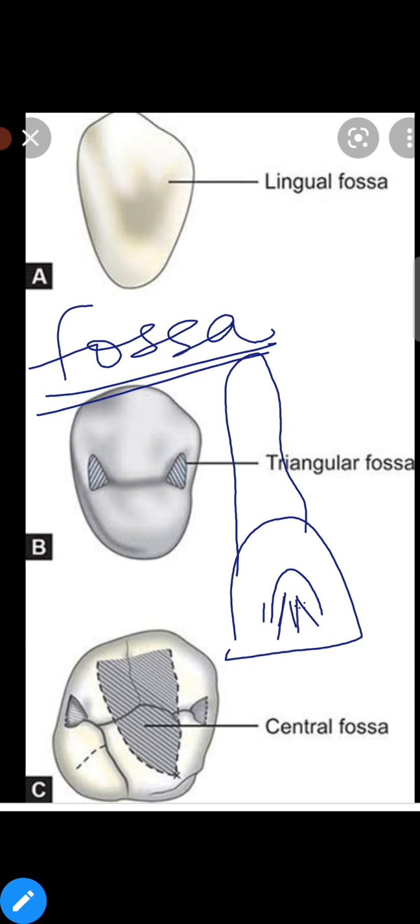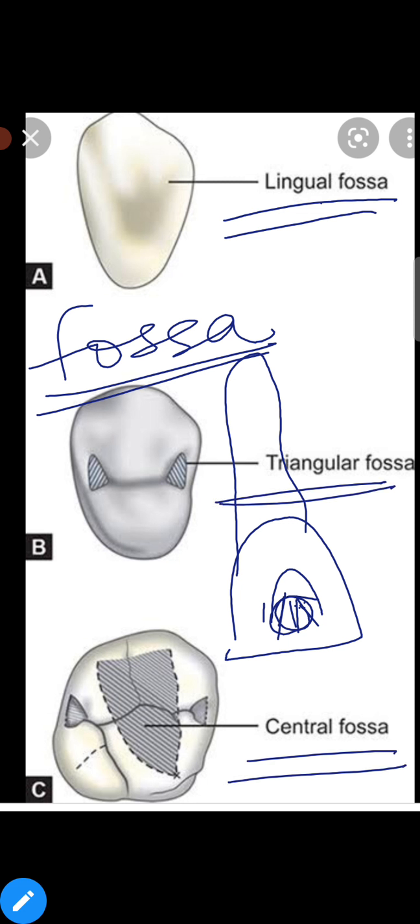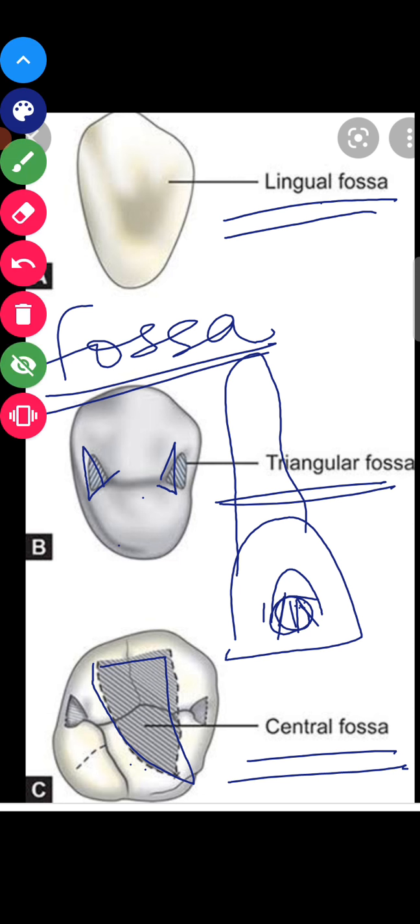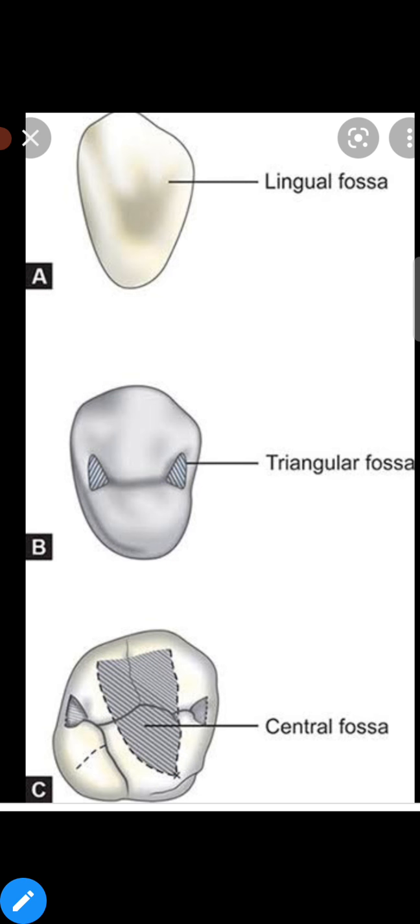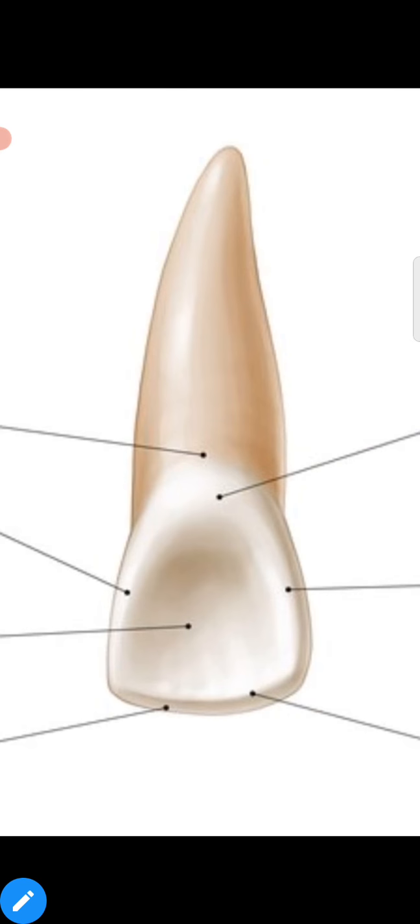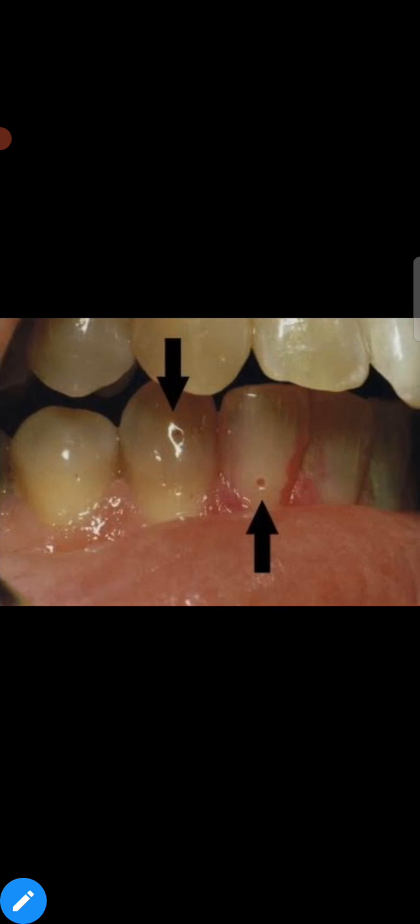This is our fossa. Now there are types of fossa. So we have a lingual fossa which is present on the lingual side. Whereas the triangular fossa and the central fossa are present on the occlusal surfaces. See, these are the triangular fossas. We have seen these in premolars. And this is the central fossa. We see it in molars. So it's easy: fossa is the concavity or depression present on the tooth. There are three types of fossas: the lingual fossa, the triangular fossa and the central fossa. We know the locations, right? This is how we draw. We can see even a cingulum and a fossa in the structure.